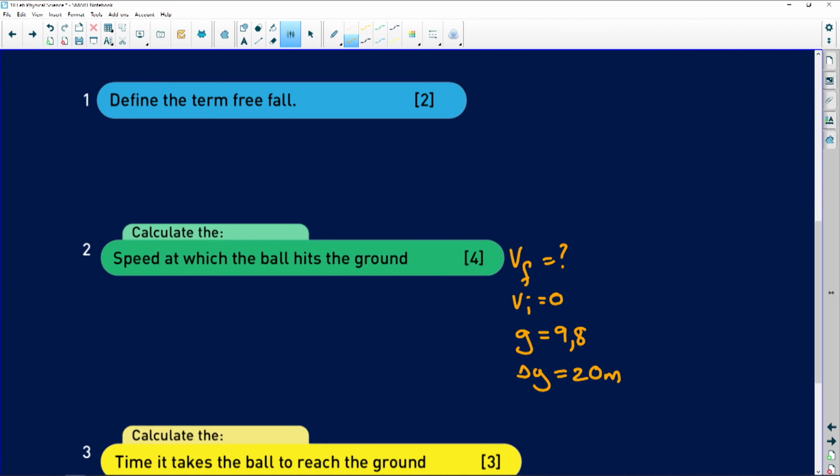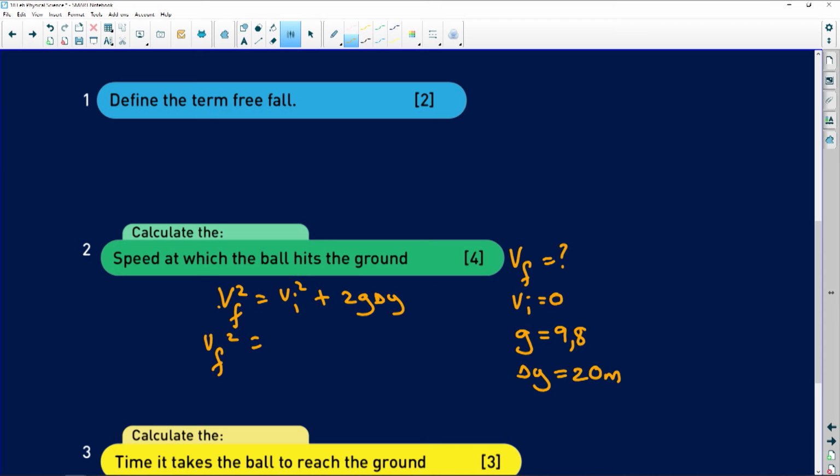Just need to select my pen again. So we're going to go with delta y. Sorry, I'm getting myself confused here. We're not going to use that one. We're going to go with v final squared equals v initial squared plus 2g delta y. So final velocity is what we're wanting.